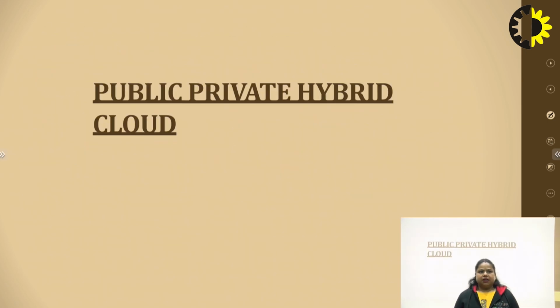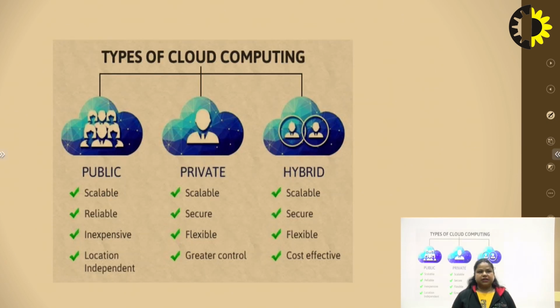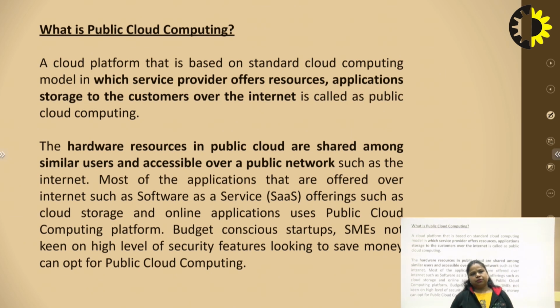Now, after that, we are going to talk about the 3 types of deployment ways: public, private, and hybrid clouds. Right? As we all are aware, these are the 3 types of cloud: public cloud, private cloud, and hybrid cloud. In these, we get different services in different ways. For example, public cloud is scalable, reliable, inexpensive, location independent, and so on. So, one after another, in this lecture, we will continue with the different types of cloud. First of all, we are going to talk about the public cloud.